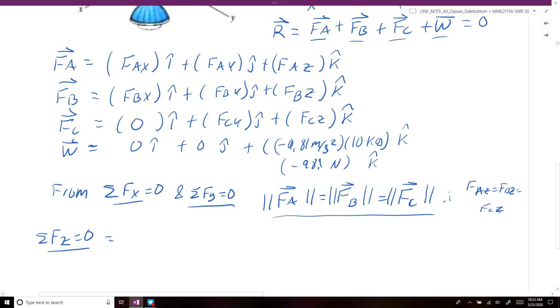All right. So we have the same thing as 3 FCZ minus 98.1 newtons equal to 0. So we can solve for FCZ as 98.1 divided by 3, which should be, I think, 32.7 newtons.